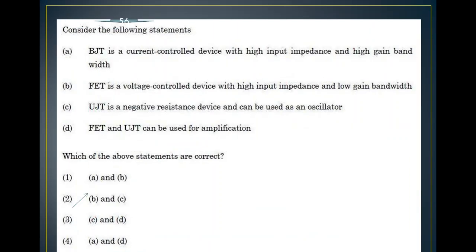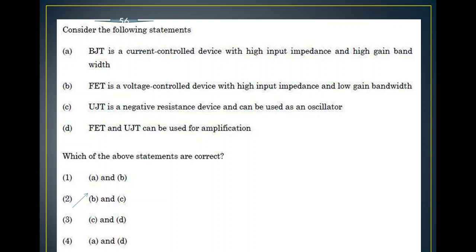Next question. Consider the following statements. Statement A. BJT, bipolar junction transistor, is a current control device with a high input impedance and a high gain bandwidth. Statement B. Field effect transistor FET is a voltage control device with a high input impedance and low gain bandwidth. Statement C. Unijunction transistor UJT is a negative resistance device and can be used as an oscillator. And statement D. Field effect transistor FET and unijunction transistor UJT can be used for amplification. Which of the above statements are correct?